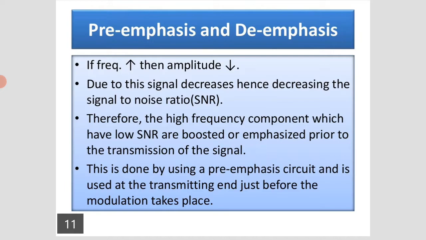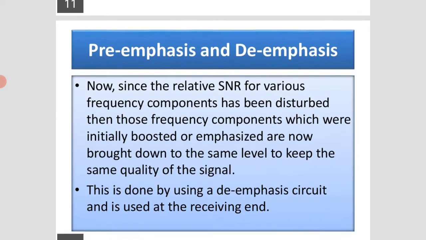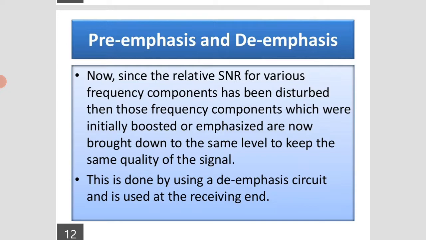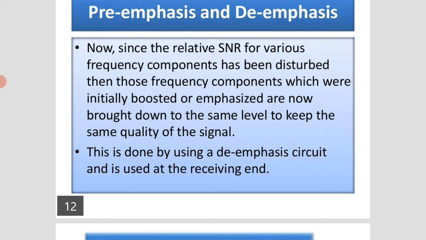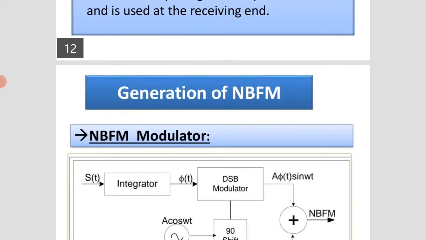This is the type of pre-emphasis and de-emphasis. Now, since the relative signal to noise ratio, SNR, for various frequency components has been disturbed, those frequency components which were initially boosted or emphasized are now brought down to the same level to keep the same quality of the signal. This is done by using a de-emphasis circuit and is used at the receiving end.